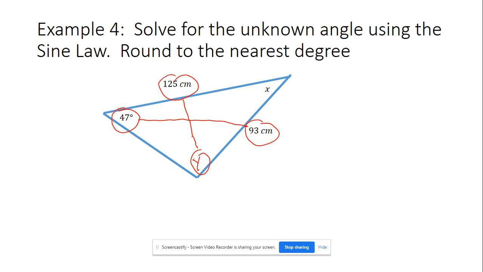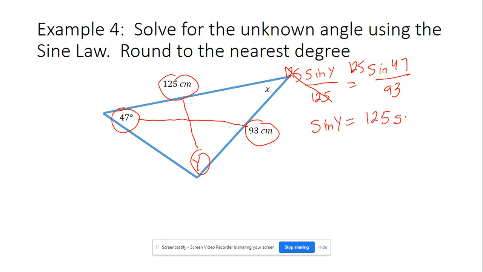So to do this one, I'm just going to do the same thing as I did the last one. I have sine y over 125 equals sine 47 over 93. Multiply both sides by 125 like this. They cancel. So we have sine y equals 125 sine 47 over 93. On my calculator, we get sine y equals 0.98. I'm just going to put a dot, dot, dot at the end there.